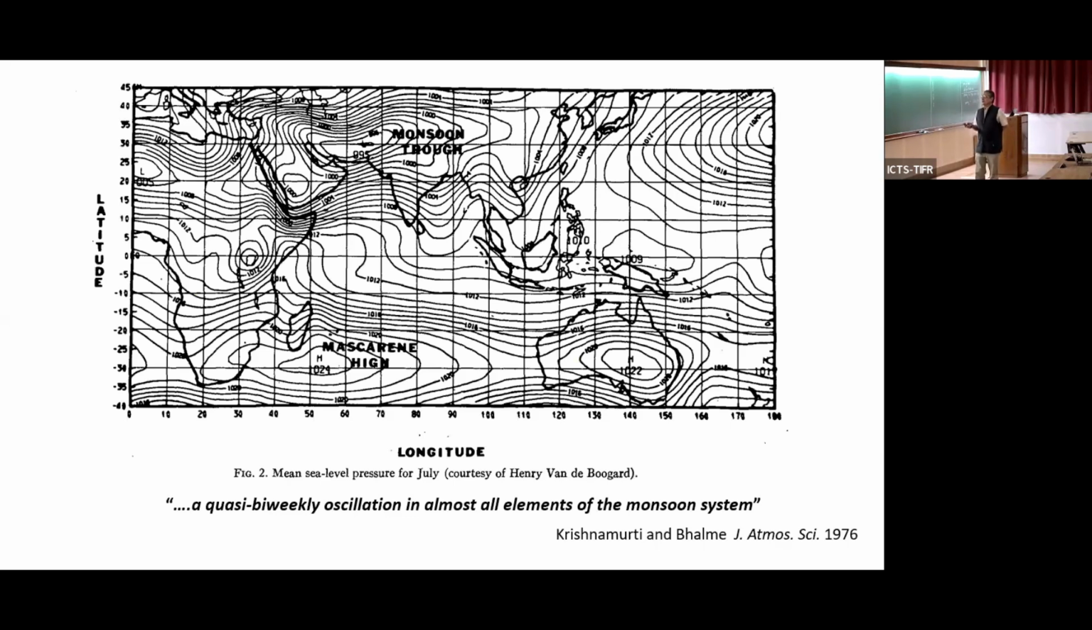It was noticed about 50 years ago, in the mid-70s. This is a picture of sea level pressure in July. India is here. That's the Mascarene high. That's the monsoon trough: low pressure here, high pressure here. And Krishnamurti, who was one of the pioneers of monsoon meteorology, noted a quasi-biweekly oscillation in almost all elements of the monsoon system.